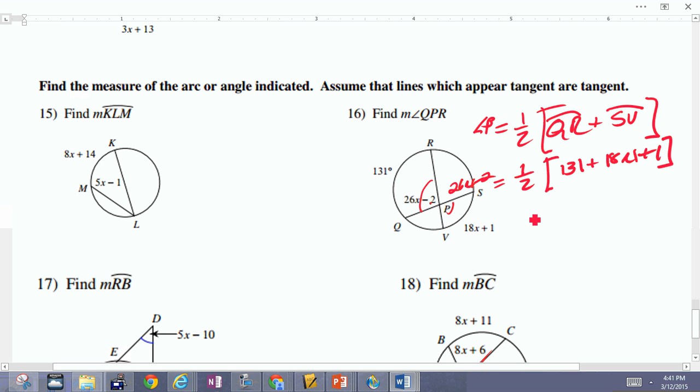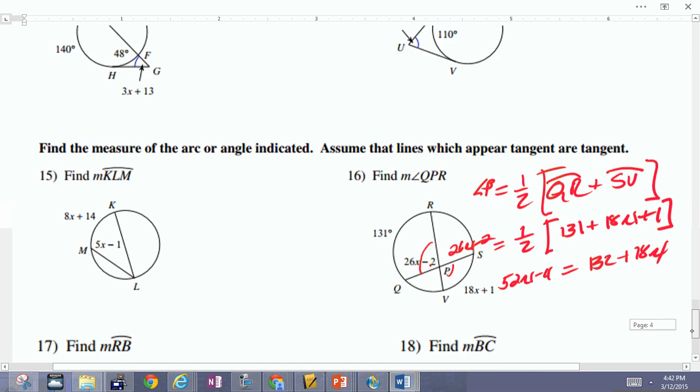Okay, I'm going to avoid working with the fraction. I'm going to double both sides. It's going to give me 52x minus 4 is equal to 131 plus 1 is 132 plus 18x. You should be able to solve that. That's just a little equation for you to solve. Okay.